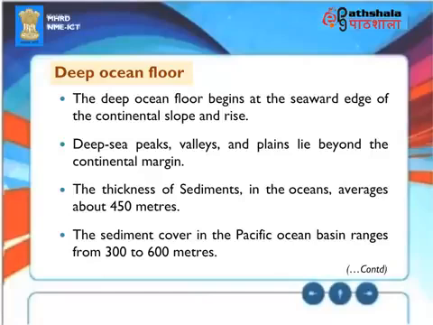Deep ocean floor. The deep ocean floor begins at the seaward edge of the continental slope and rise. Deep-sea peaks, valleys, and plains lie beyond the continental margin. The thickness of sediments in the oceans averages about 450 meters. The sediment cover in the Pacific Ocean basin ranges from 300 to 600 meters.